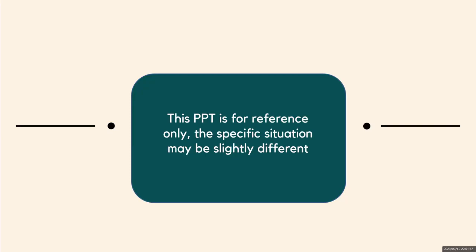We want to mention an important thing here: this PPT is for reference only, and the specific situation might be slightly different. If you go to the police station to approve your address, you might get it the same day, or after 3 days. It depends on the situation. For the physical examination record, you might need to wait 7 or 8 days to get an appointment. The faster you go, the faster you will finish all your process.